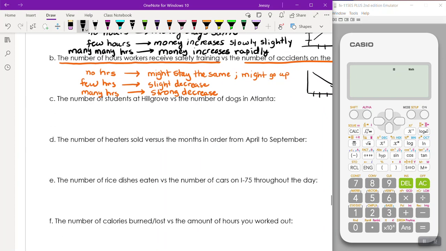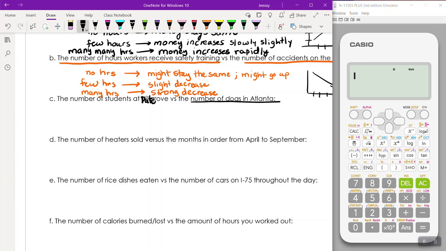Okay. All right. This one, what are we comparing? We're comparing the number of students at Hillgrove and the number of dogs in Atlanta. Am I assuming that Hillgrove is a neighborhood in Atlanta? I think so. Okay. So the number of students at Hillgrove versus, wait a minute. I have a feeling that Hillgrove is their high school. So we're going to use Dutchtown here, okay? That's in Springs, Georgia. Yes, the number of students at Dutchtown.